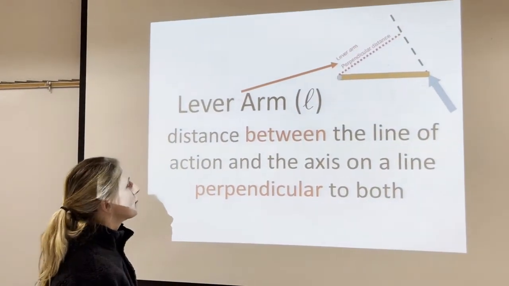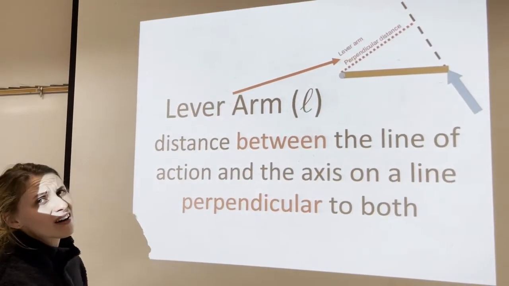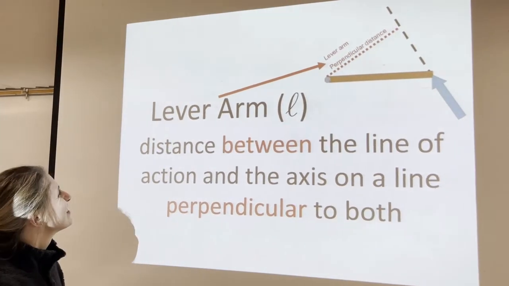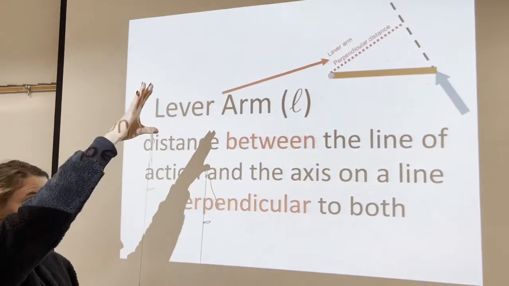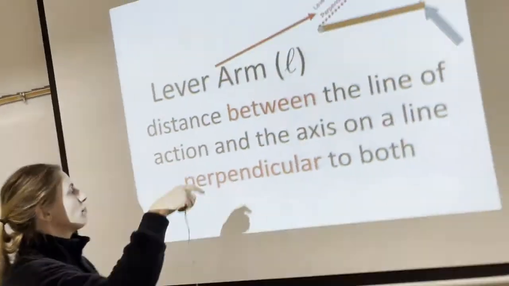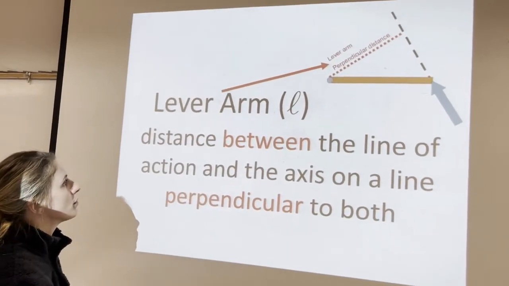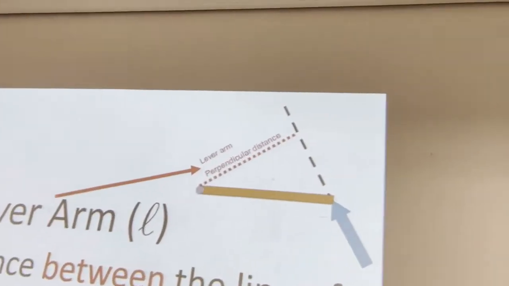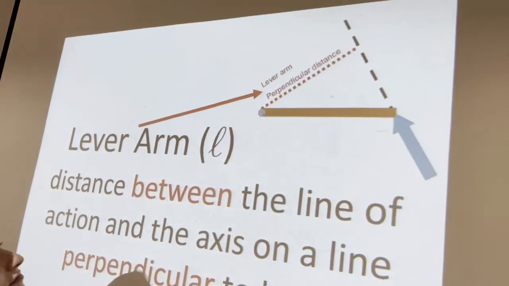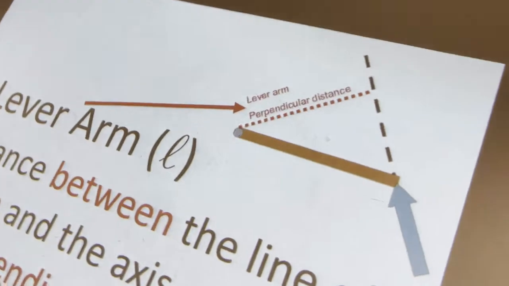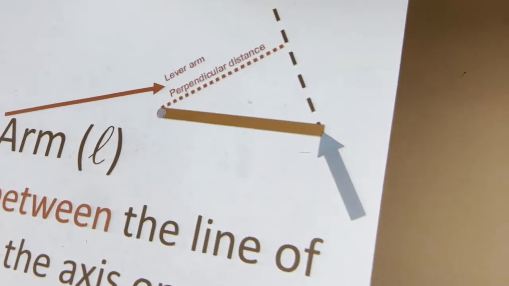Okay, so the lever arm. Write this down. This should definitely go in your notes. This is important. This is hard. It's hard to visualize, so we'll show you. Lever arm: the distance between the line of action, that's the plumb bob, and the axis, on a line perpendicular to both. So the two dotted lines there are perpendicular to each other. The brown thing there is your actual arm, and that perpendicular distance is called the lever arm. And the arrow there shows the force.